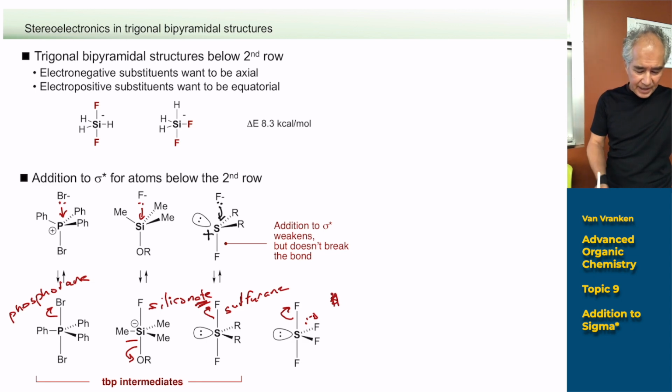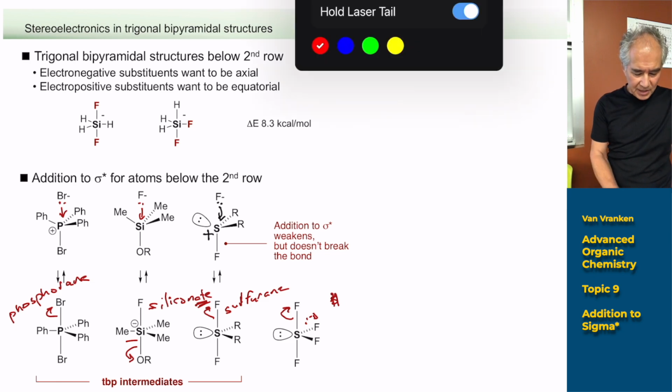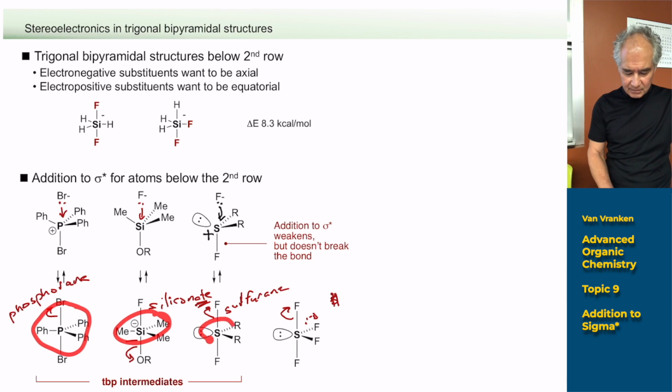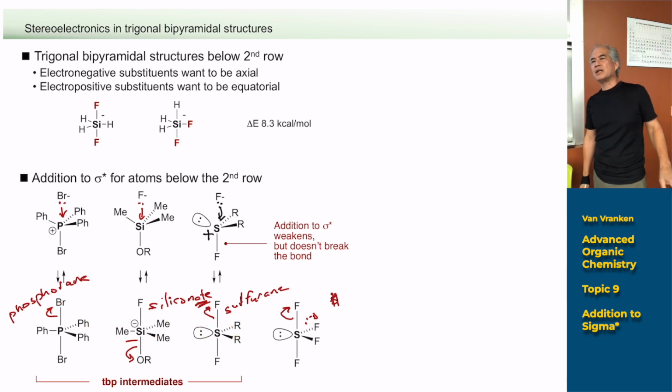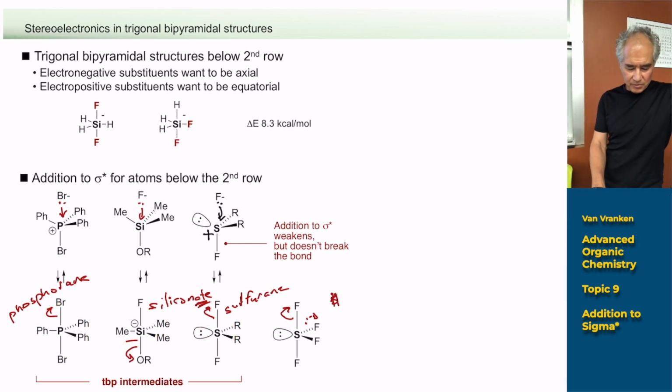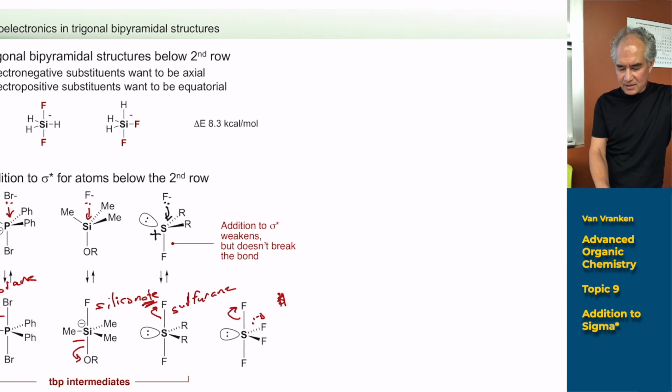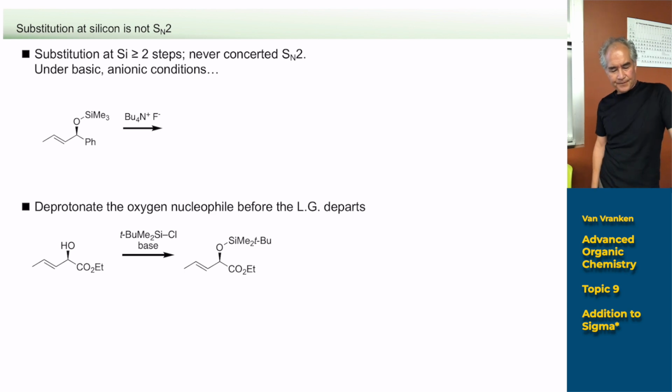So get ready to draw intermediates, these pentavalent 5-coordinate intermediates when you do substitutions at phosphorus, silicon. We won't see a lot of sulfonium chemistry in here, but if you do, it'll go through this 5-coordinate type of intermediate. I guess we'll see sulfonyl chloride substitution involve that.